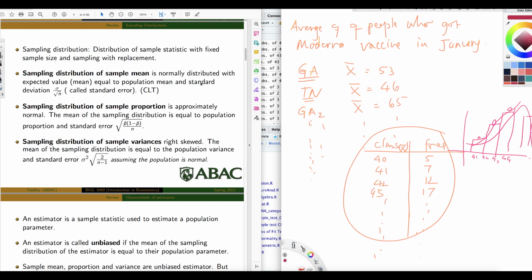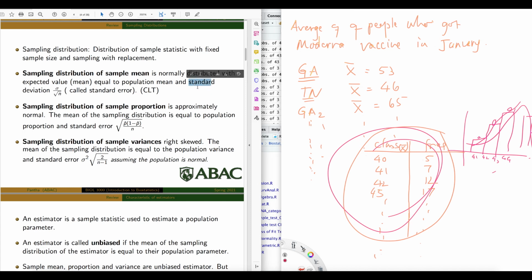What will be the mean though? The mean of the sampling distribution will be the same as the mean of the whole population. And the standard deviation of the sampling distribution will be a little bit smaller. The standard deviation will be sigma, the population standard deviation, divided by the root of the sample size. That will be the standard deviation of the sampling distribution of the sample mean. It is called the standard error. The standard deviation of the sampling distribution is called the standard error.